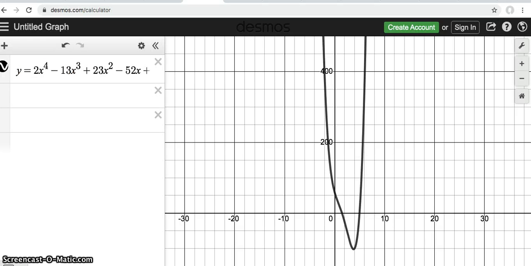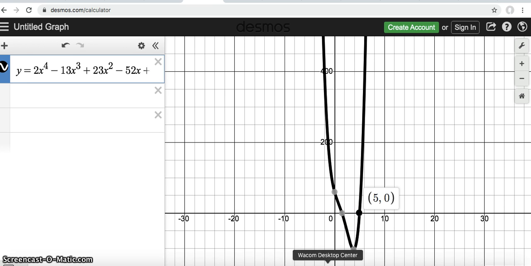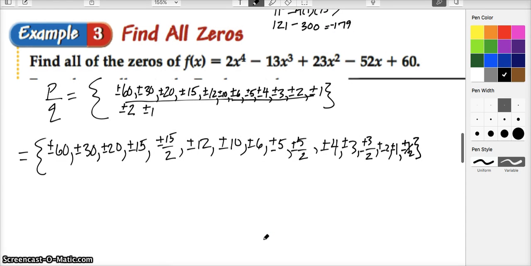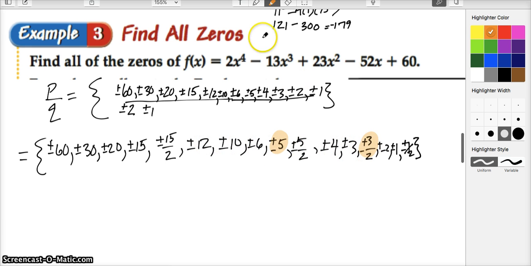Heading over to Desmos, here we are, we see that we have some values, and I'm going to use these values to help myself out. When I click on this value here, I see that 5 is a zero, which is cool, and then I see 1.5 is a zero. If we go back to our work, we see that both of those were there, 5 and 1.5, and they're both positive. We're going to use those to get all of the zeros. We only had 2 zeros, 5 and 1.5, which is 3 over 2. So we're going to use both of those.